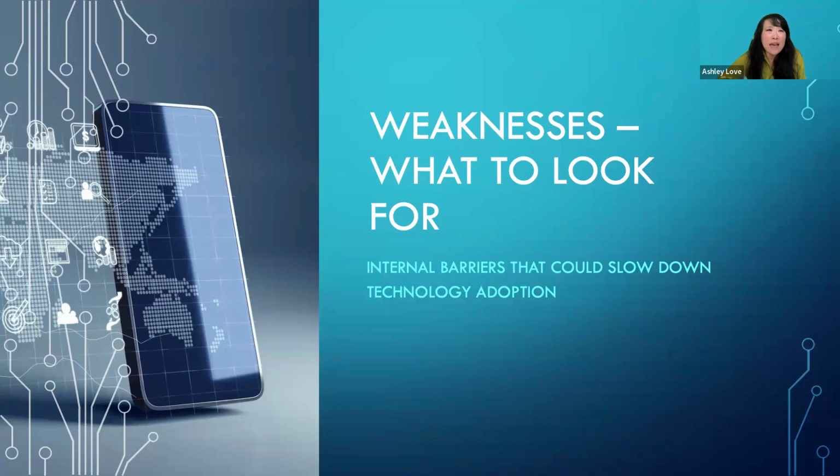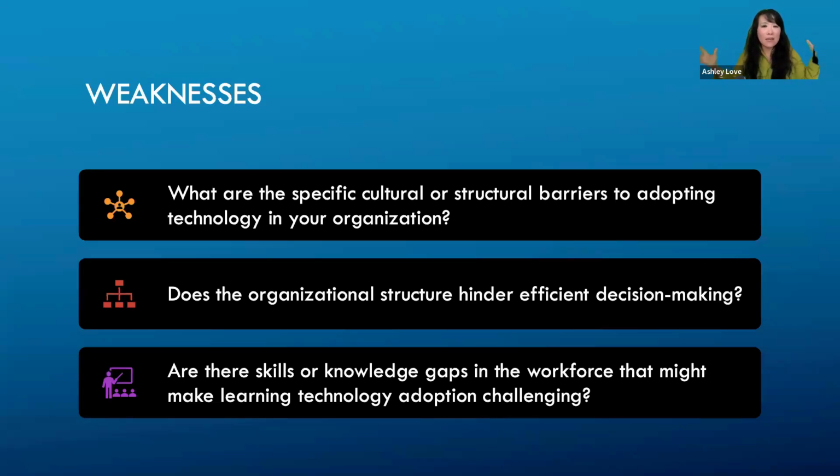So meaning you want to look for some of the pain points where you've done all these hours of work to get to do the organization assessment. You think about the culture, you've done the technical assessment. Now you're looking at this whole organization and implementation. What is going to be that barrier? So some of the questions are actually going to mirror what you saw in the strength, but what are the specific cultural or structural barriers to adopting technology in your organization?